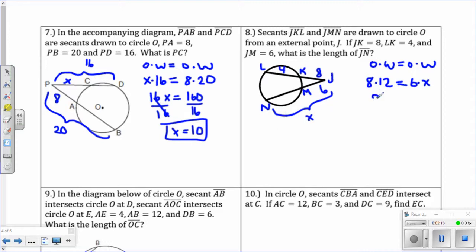All right, 8 times 12 is 96 equals 6x. Divide by 6. And we get 16. That's probably why I said 16 before, I'm thinking ahead. Okay, are we done? Let me just see. What is the length of JN? Yes, JN is that whole distance x.